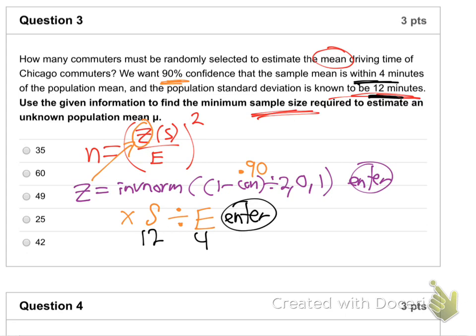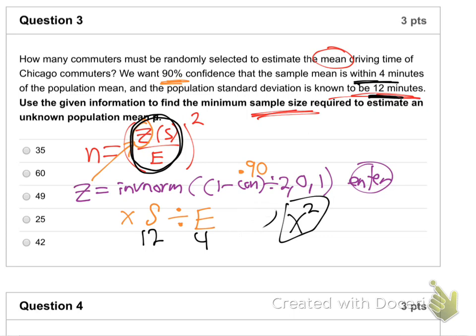Why is that so important? Because that makes the calculator calculate all of this right here. The Z times S over E. It gets the whole thing. That way when you hit X squared as your next button, it squares the whole thing. If you skipped that enter on accident and you hit the squared right after the E with no enter, it would only square the last thing you put in rather than everything. Do you see the issue?